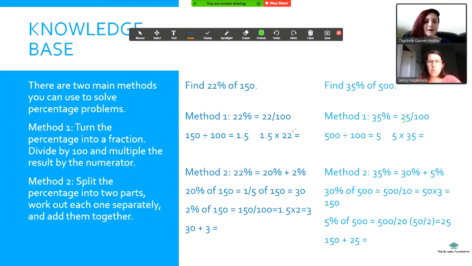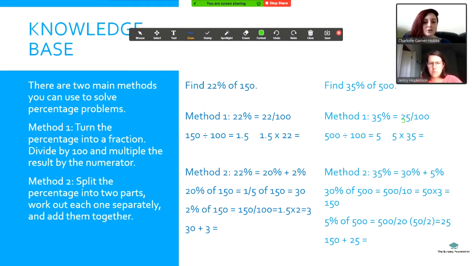So it can produce some slightly tricky numbers to work with. If you're looking at something, you think, oh, this is going to produce something that's going to be just a complete pain to do column multiplication with, this is where method number 2 becomes really useful. So what I've done with this one is I've split my percentage up into 2 different sections, looking at the tens column and the ones column.